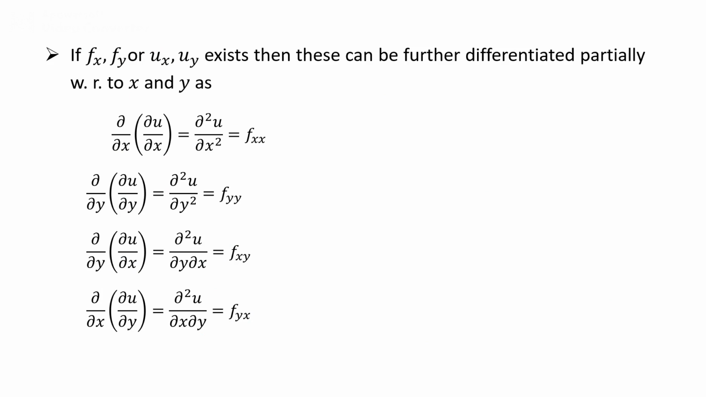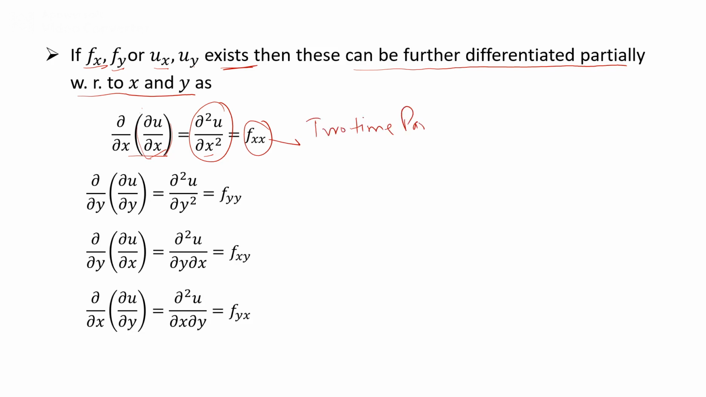Now the partial derivative for higher order: if f x, f y, or sometimes u suffix x, u suffix y exist, then these can be further differentiated partially with respect to x and y. We write del upon del x of del u upon del x, or sometimes del 2 u upon del x 2, and we write f xx. It means the two-time partial derivative of u with respect to x.